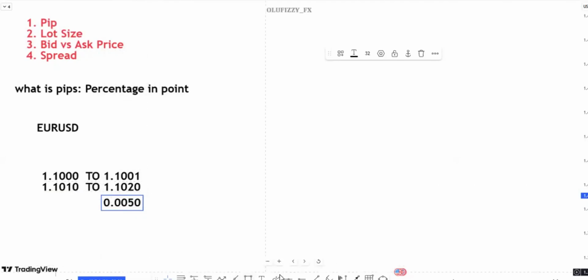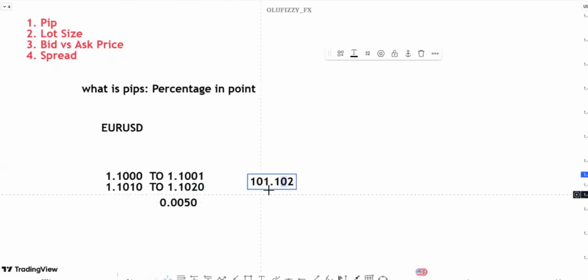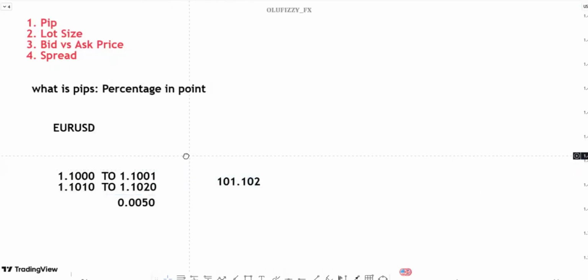And for JPY pairs, you can have it like this, maybe three numbers before the decimal point, like 101. But the pip counting starts from the second number after the decimal point. So it starts from this second number here. That is how it works, and the calculation is the same way. It's just a normal, simple plus and minus.